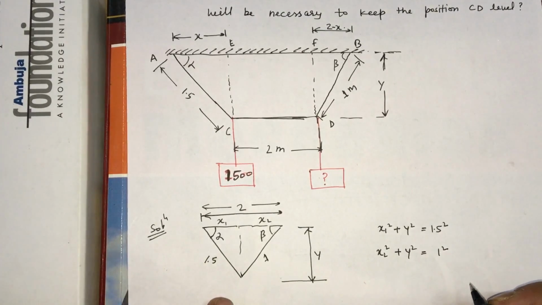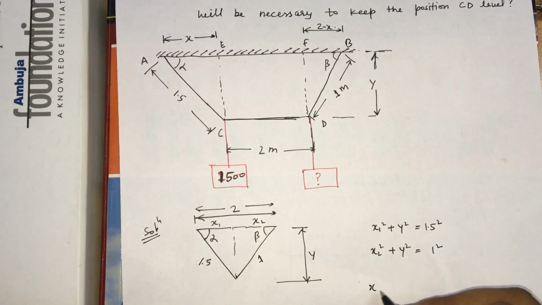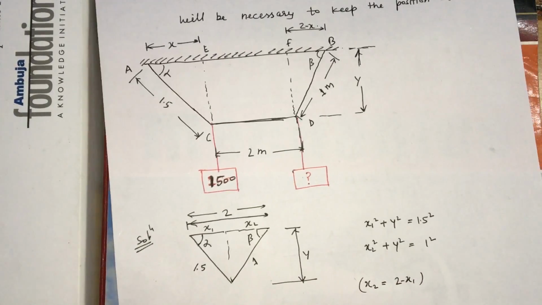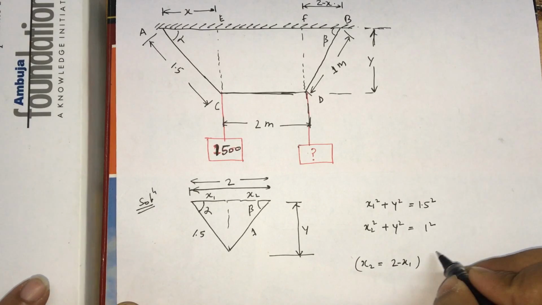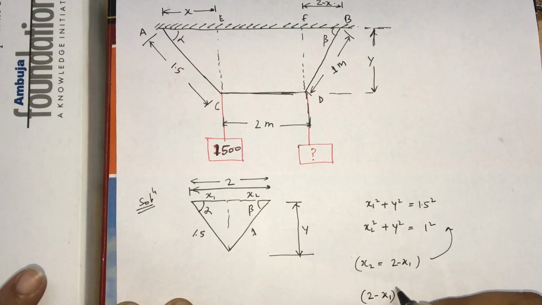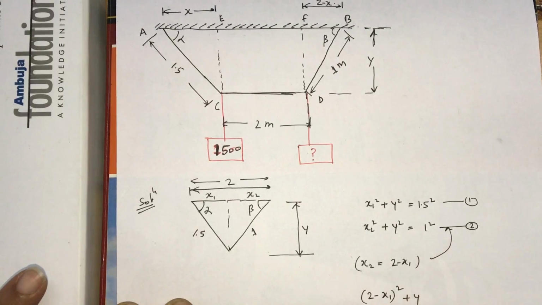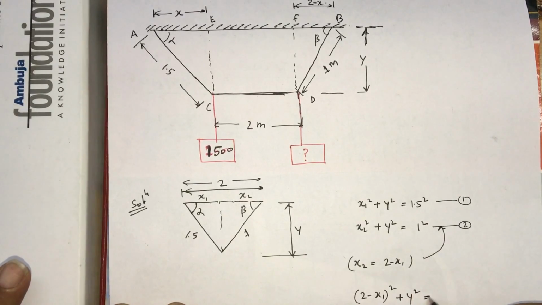Okay, so now x2 is equal to 2 minus x1. So this is the value of x2. In terms of x1, again I substitute this value. So (2 minus x1) whole square plus y square is equal to 1. This is equation 1 and 2. I specify 1 and 2. y square is equal to 1.